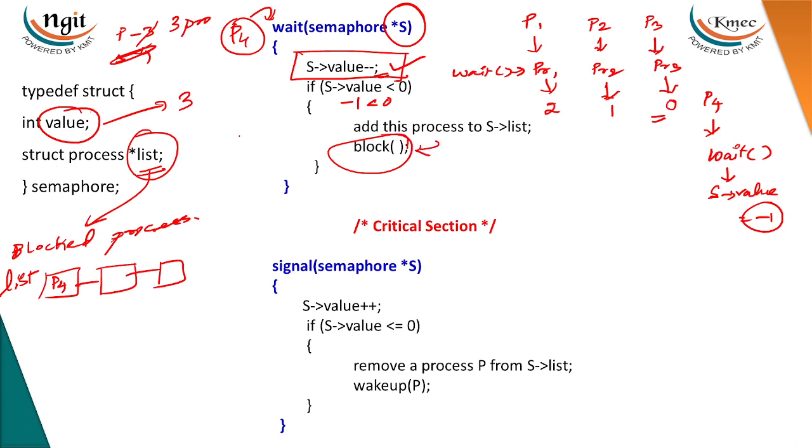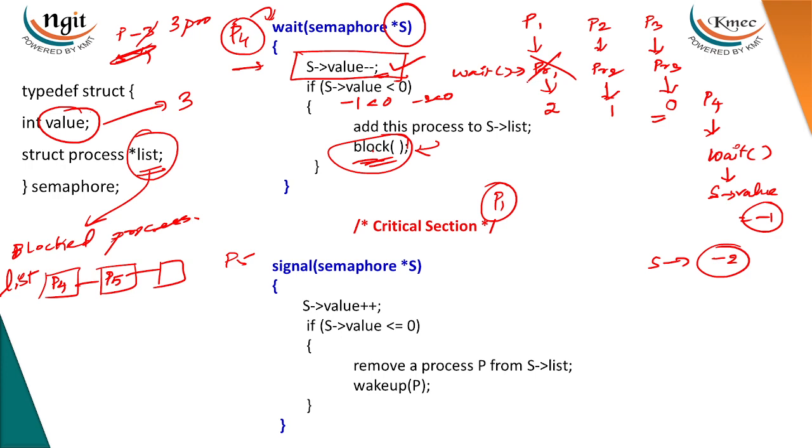Then the next process P5 again executes the same wait function. It will reduce -1 to -2. Now S of value will be -2. Again it will check, -2 less than 0? Yes, then it also goes to the block list by using the block system call.